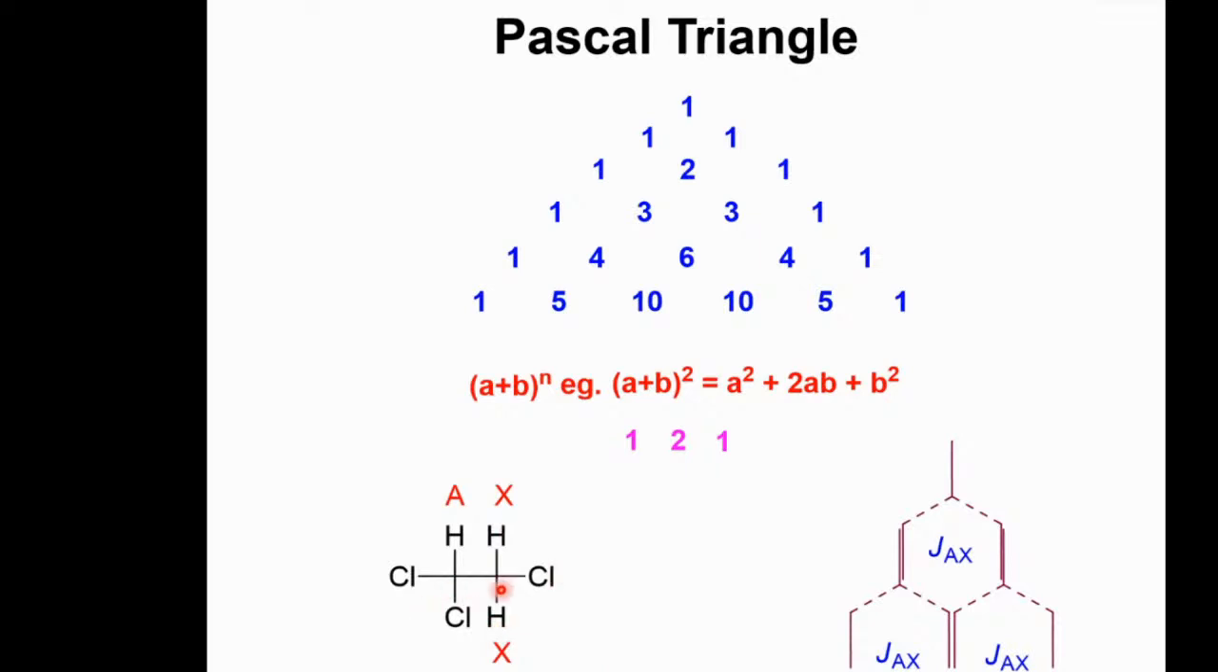And we can also look at it in a different way. A first couples with, say, X, assuming these two neighbors are identical. First, it forms a doublet. Then each line of the doublet is further split into a doublet by the other proton. Theoretically, it could be a quartet, but the center lines merge. Therefore, you get a triplet. That is why it is a 1:2:1 triplet.